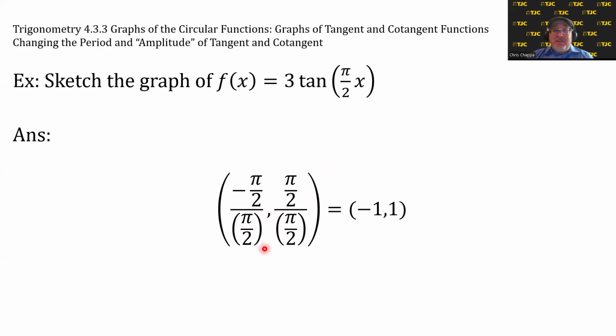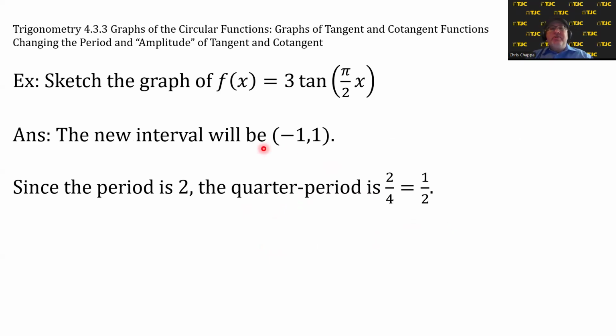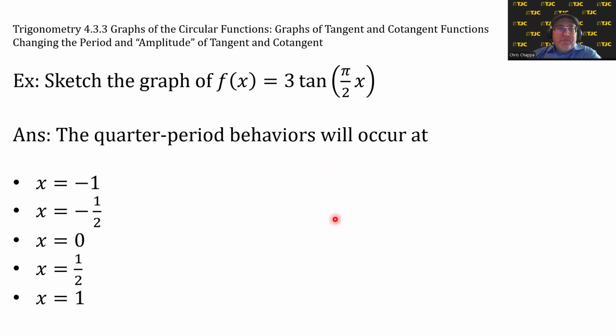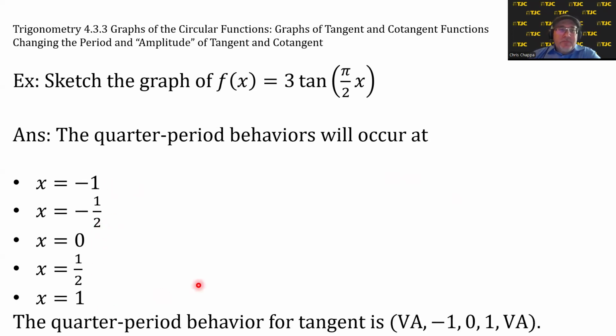In this case, it changes the interval to negative 1 comma 1, which has a length of 2. Good. So the new interval will be negative 1 to 1, and since the period is 2, the quarter period is 2 over 4, which is 1/2. So starting at negative 1, our quarter period behaviors will occur at negative 1, negative 1/2, 0, 1/2, and 1. But the quarter period behavior for tangent is vertical asymptote, negative 1, 0, 1, vertical asymptote.